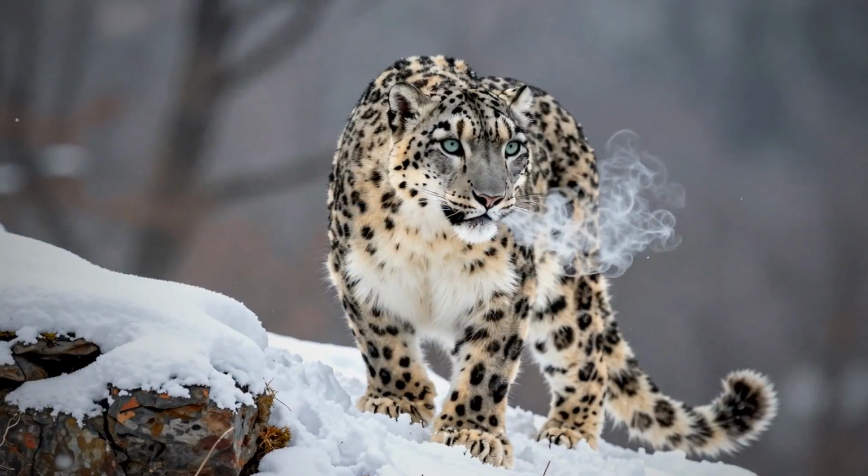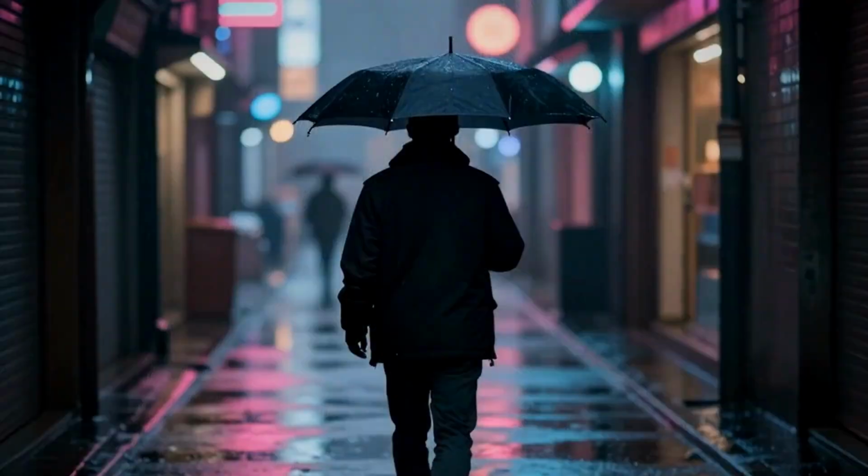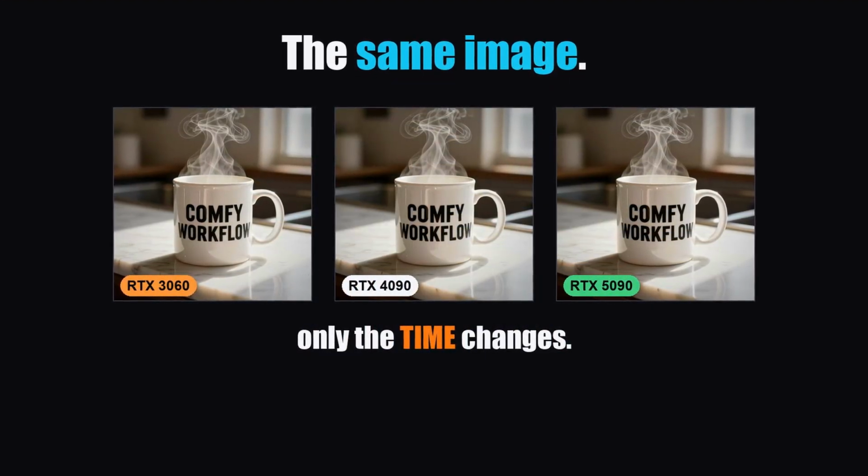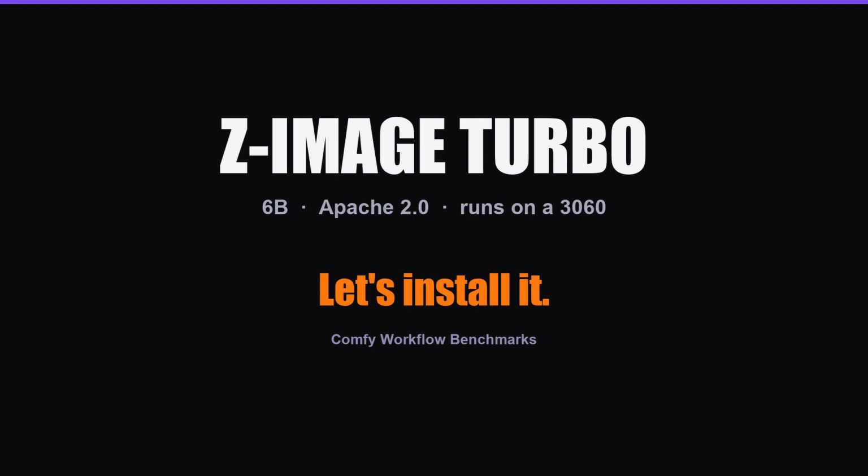This is what an open 6 billion model makes. Photoreal, any style, even clean text. The same image, a 3060 and a 5090. Z image turbo. Free. Let's install it.